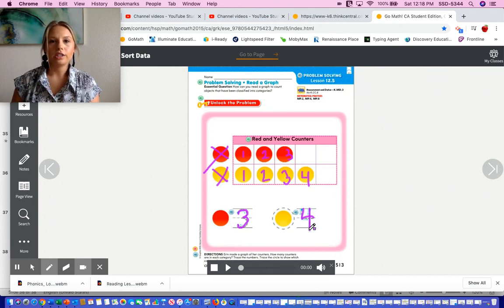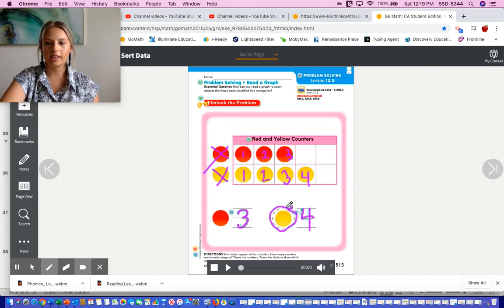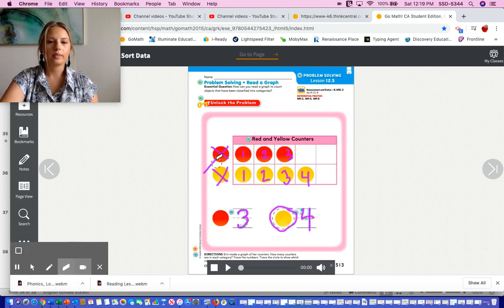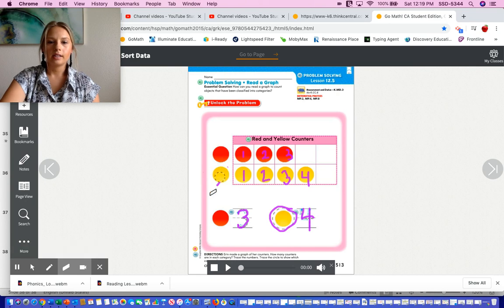I have a question. Does Erin have more red counters or does she have more yellow counters? Erin has more yellow counters, so let's circle. She has more yellow. Good job. All right. Does that make sense how to read a graph? Good. Okay, let's flip to the next page. Take your Post-it or your bookmark with you.